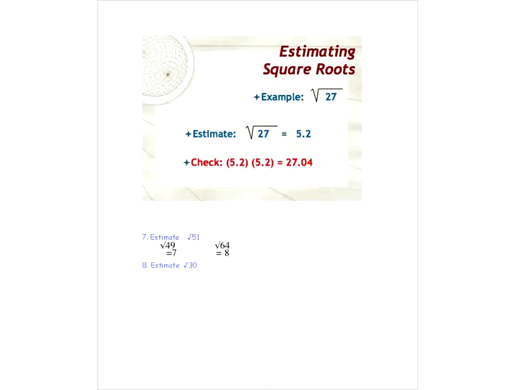Okay, so the square root of 51 has to be between 7 and 8. So what do you guys think? Is the square root of 51 going to be closer to 7 or 8? It's going to be closer to 7, right? Because the number 51 is only 2 more than the number 49, whereas it's 13 less than the number 64, right? Okay, so what would your estimate be for how much the square root of 51 would be?